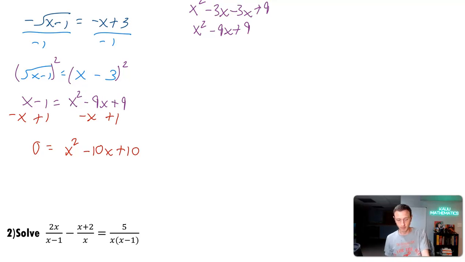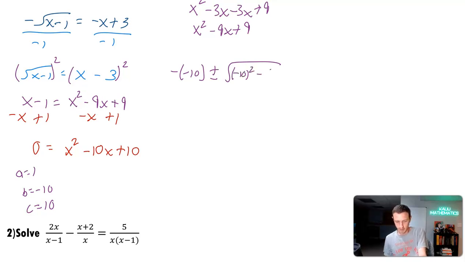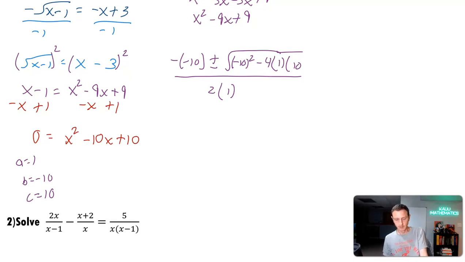So I'm going to do the quadratic formula. My a term is 1, my b term is negative 10, my c term is positive 10. So negative b is going to be negative negative 10, so positive 10 is what it becomes. Negative b plus and minus the square root of b squared, so negative 10 squared, minus 4 times the a term of 1 times the c term of 10, all over 2 times the a of 1. Negative 1 times negative 10 is positive 10, plus or minus the square root.